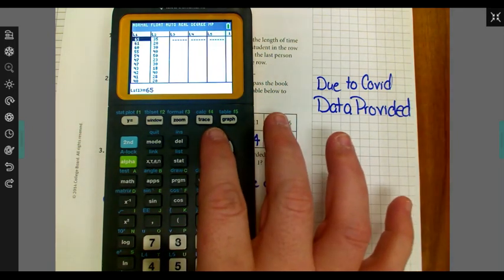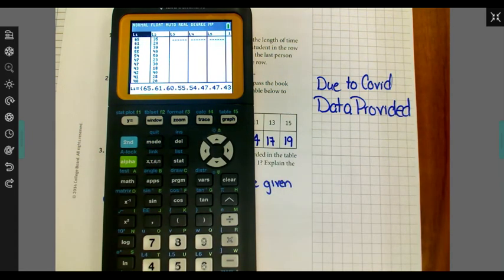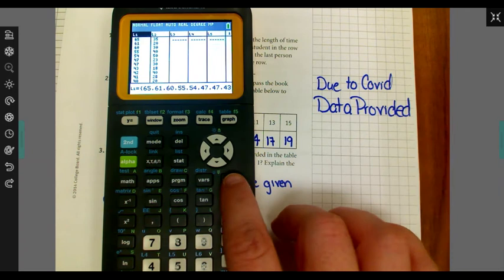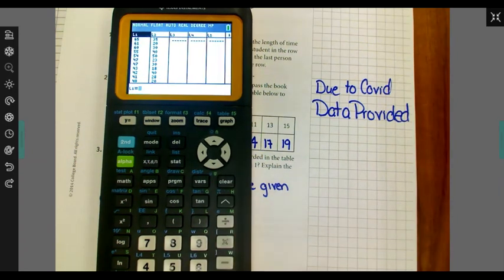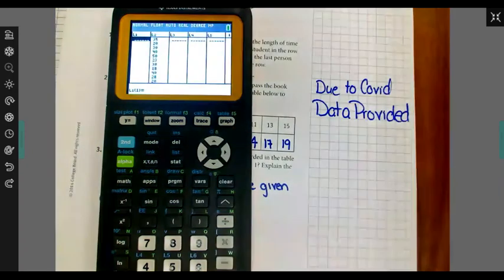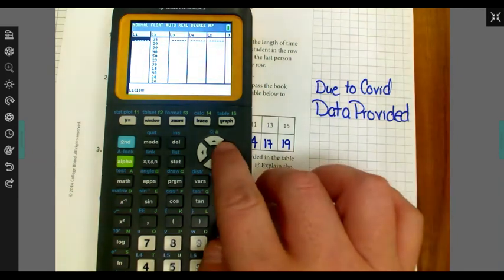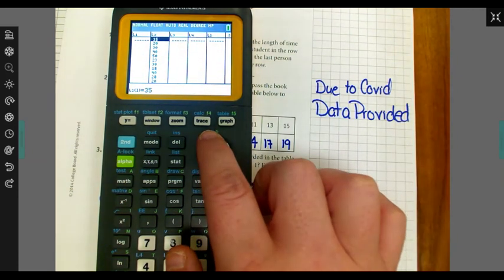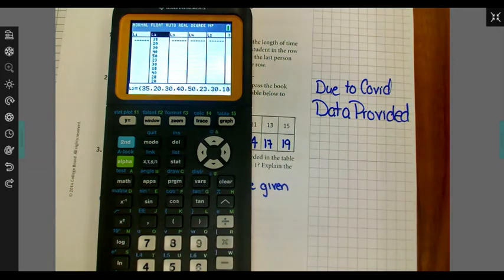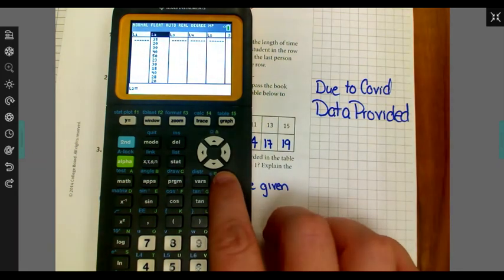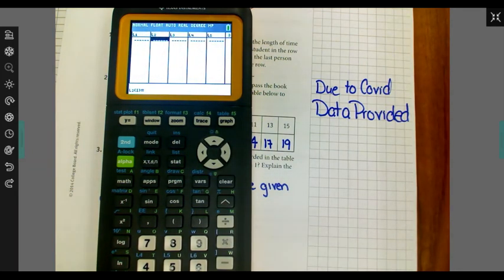So you need to go up to where it says L1, and I want the black box to be there on top of L1. And I want you to press Clear, Enter, and it should clear out the entire list for you. We're going to do the same thing with L2. I go over to where it says L2 at the top. I press Clear, Enter, and it clears out everything in the list.